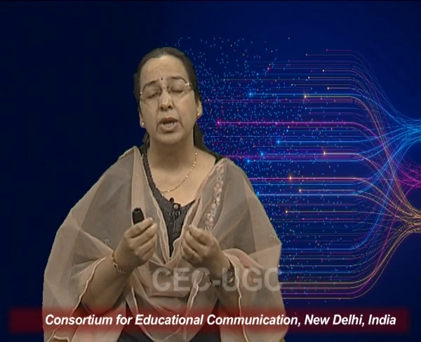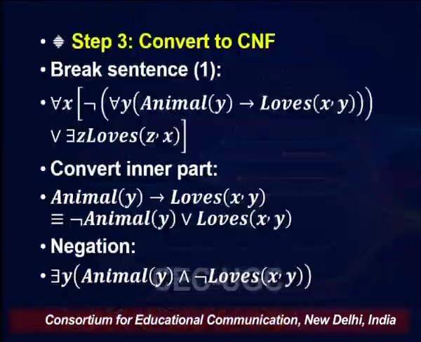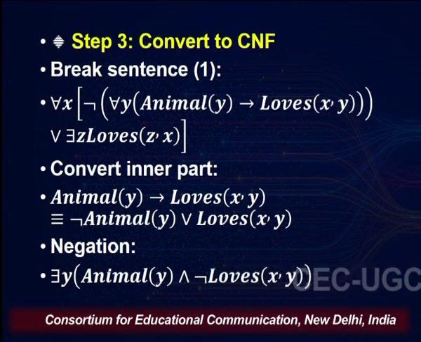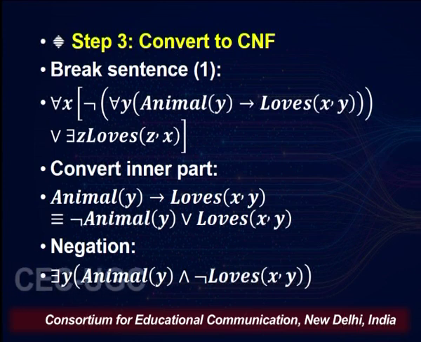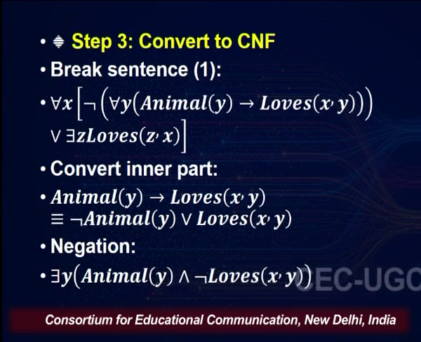So, by that equivalence rule now we have: there exists z, loves(z, x). Now what are we going to do? We need to convert the inner part. In order to convert the inner part, we also have other statements, which says animal(x) implies loves(x, y), and this will be written as negation of animal(y) or loves(x, y). This was actually one of the equivalence rules, if you are able to recall it.